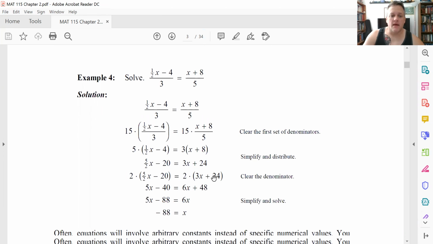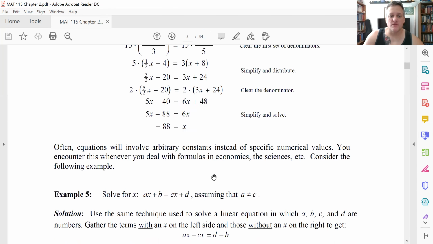All right. Sometimes you're going to deal with equations that don't involve actual numbers, but they involve what we call parameters. All a parameter is a variable that's used, or a letter that's used to represent a number, right? And so here, anytime you have formulas, if they're in economics, biology, chemistry, any sort of field that uses any mathematics whatsoever, you're going to encounter a formula at some point.